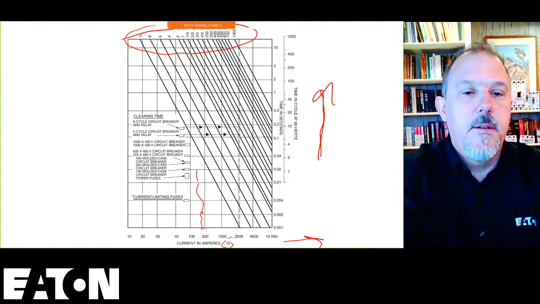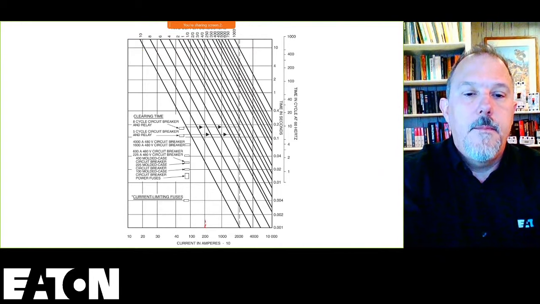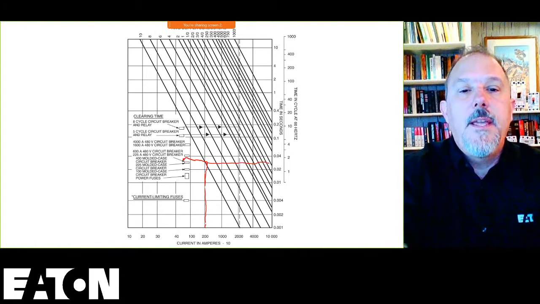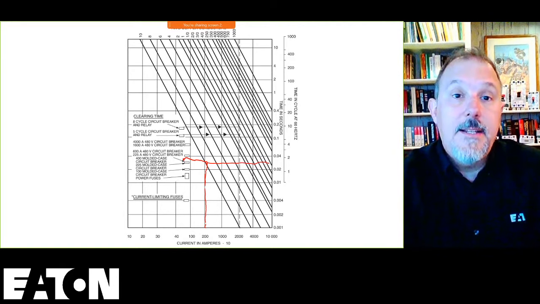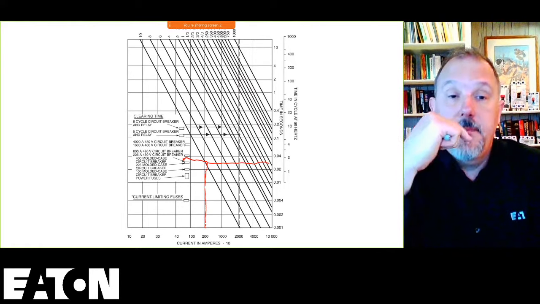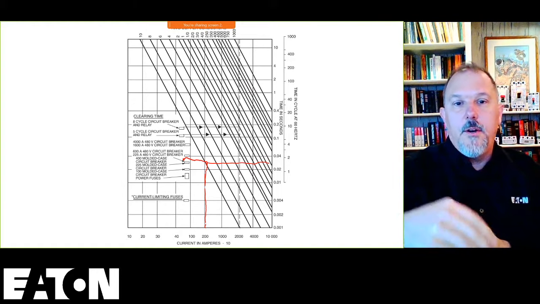Whoa, that was terrible. So if I go up and over, well, let's go over this way. I usually go over to the left. That'll tell me for 2,000 amps how much time it would take to damage the insulation on this conductor, if that makes sense. And then you can see the clearing times for different circuit breakers on the right-hand side.